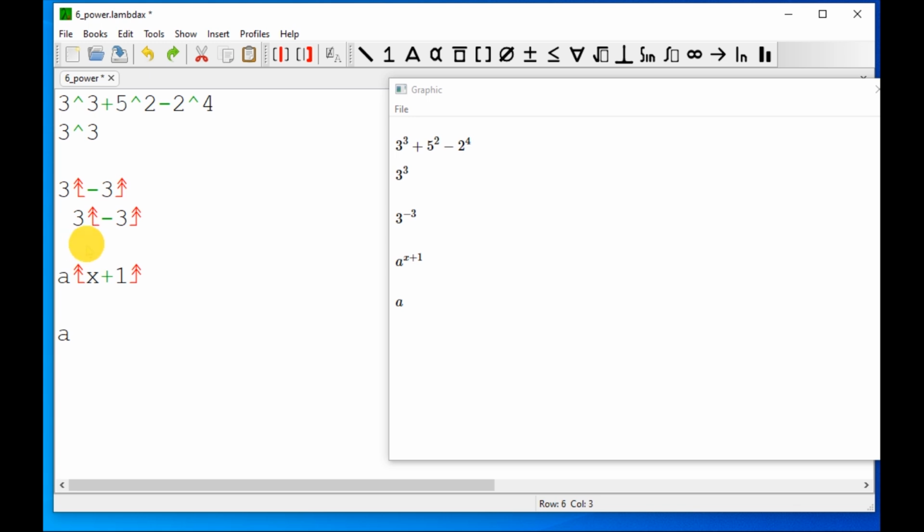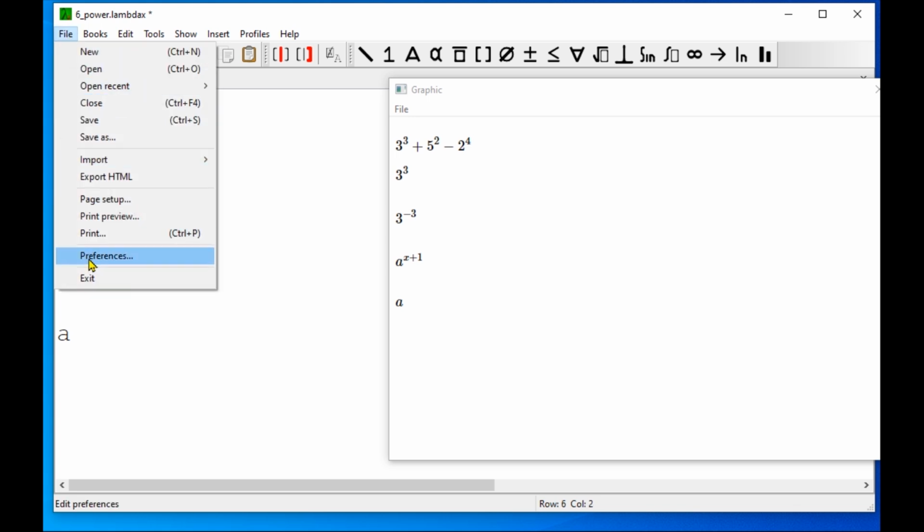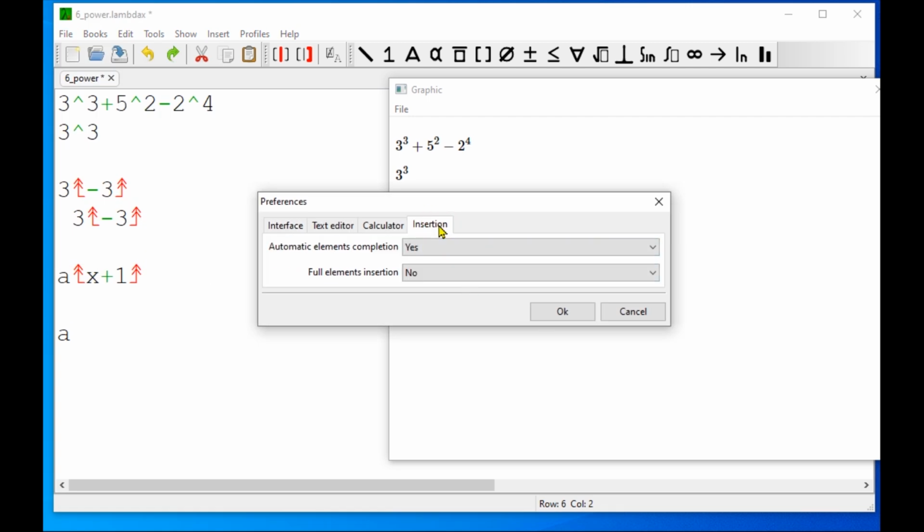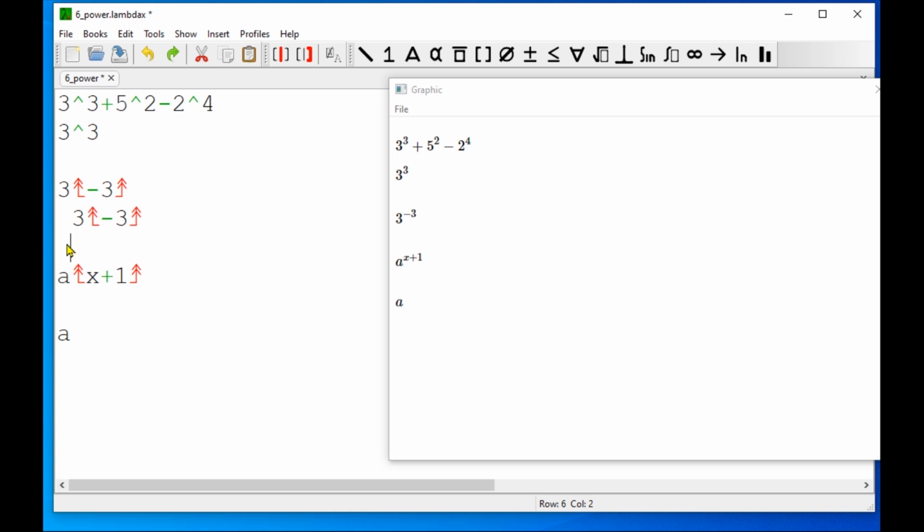As an alternative, as we have already seen through preferences, it is possible to change the input mode. We can choose complete entry. In that way, by digiting the opening, for instance, to the power of, through Shift caret accented I, we'll get at the same time both the opening and the closing, and only then shall we digit the values of the power.